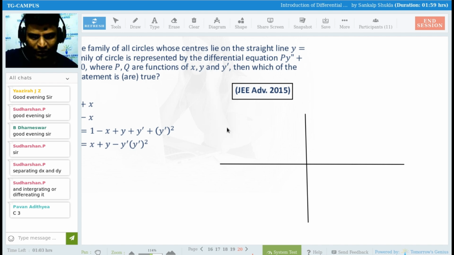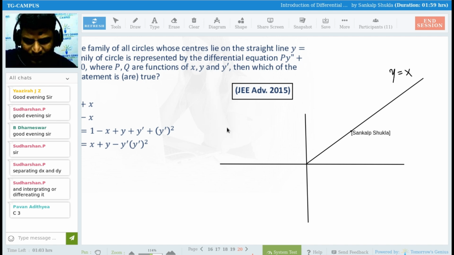that there's a line which is y is equal to x. So we all know that this is the equation for y is equal to x. Okay. Now any point, let us take this point. So this one is supposed to be the center. So we have to draw a circle. So let us say this is the circle.